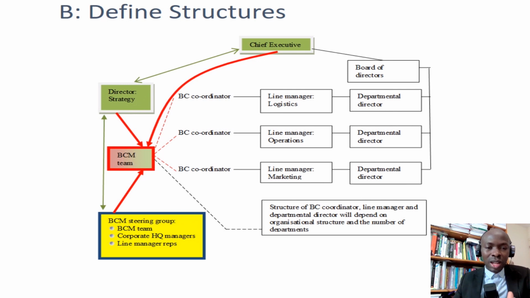Of course, you're looking at how you define the structures as well. In trying to define your structures, you want to have your CEO maybe at the top of the organization, and the director of strategy, and then you have your BCM, business continuity management team, down here. The business continuity coordinator may be reporting to the business continuity manager team, with another coordinator reporting back here, and another coordinator reporting back here. This gives you an idea of what your structures are meant to look like when you're looking at BCM structures within an organization itself.